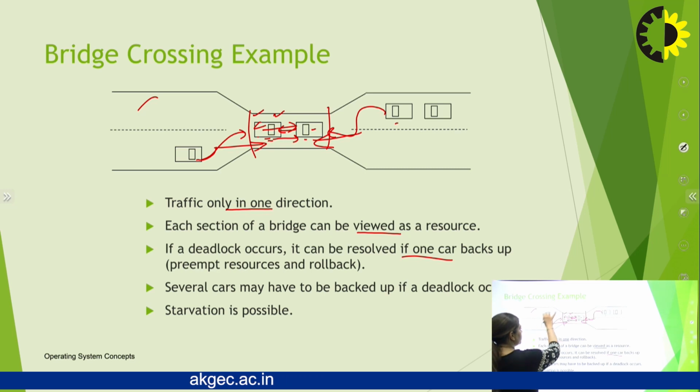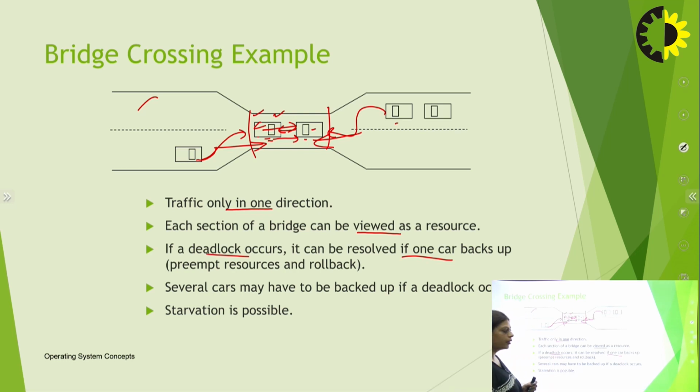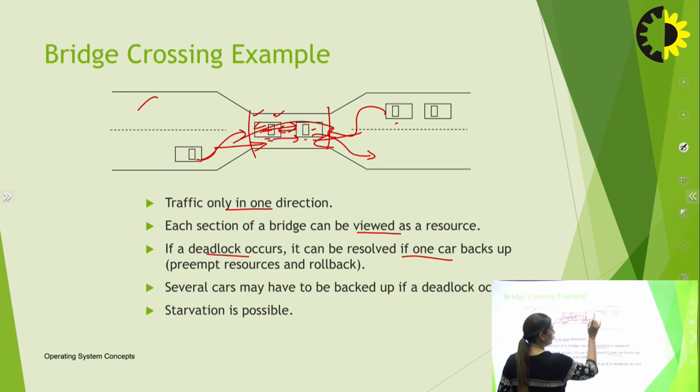Now, all these processes one by one are getting into the waiting state. So this situation can be overcome if one of the drivers moves the car back. When he moves the car back, this one will move on and then this one will move on, and the system will go on. Several cars may have to be backed up if a deadlock occurs.